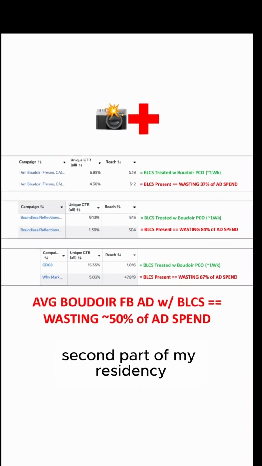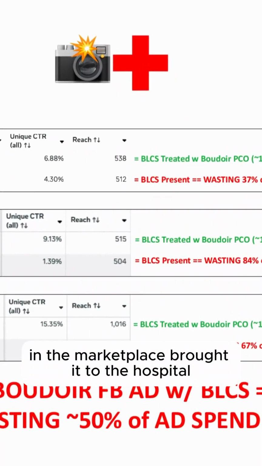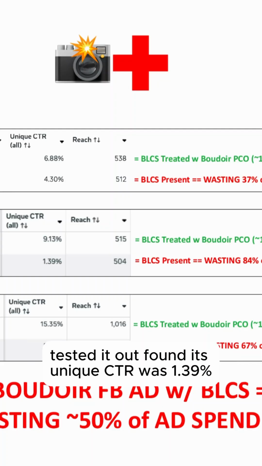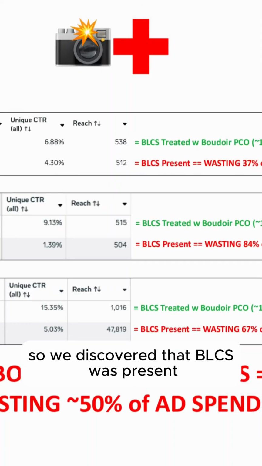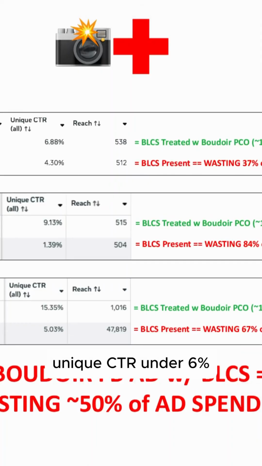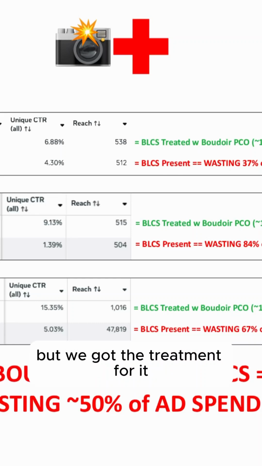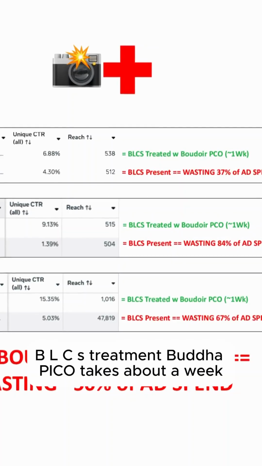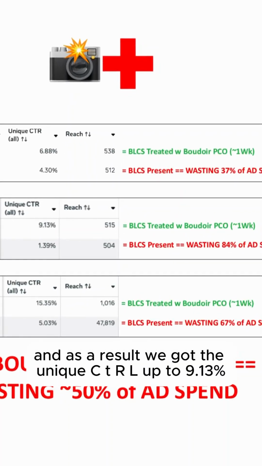All right, second part of my residency. We found another Boudoir Facebook ad out there in the marketplace, brought it to the hospital, tested it out, and found its unique CTR all was 1.39%. So we discovered that BLCS was present. A unique CTR all under 6% is BLCS, Boudoir low click syndrome, but we got the treatment for it. BLCS treatment with Boudoir Pico takes about a week. And as a result, we got the unique CTR all up to 9.13%.